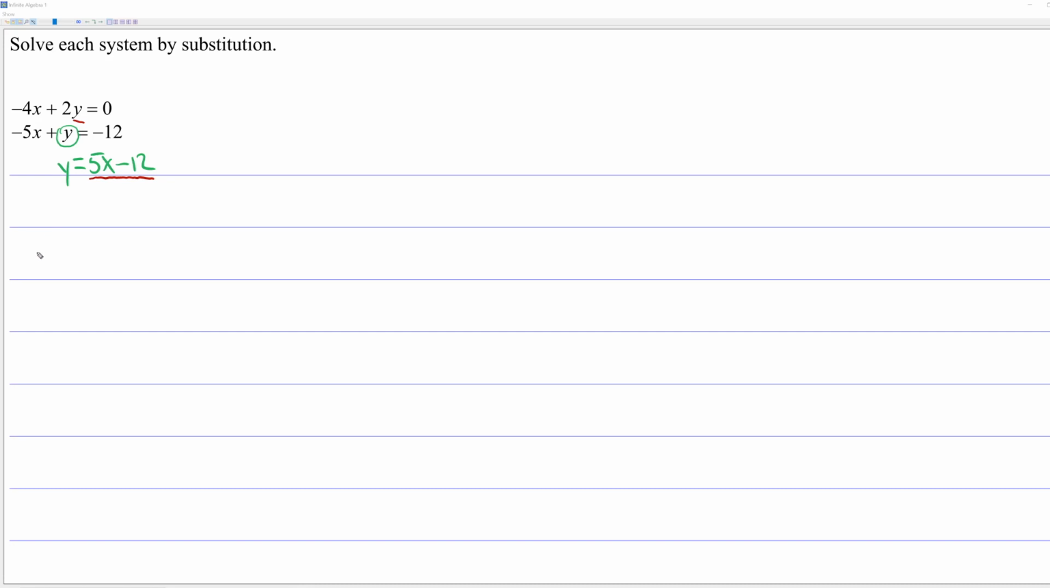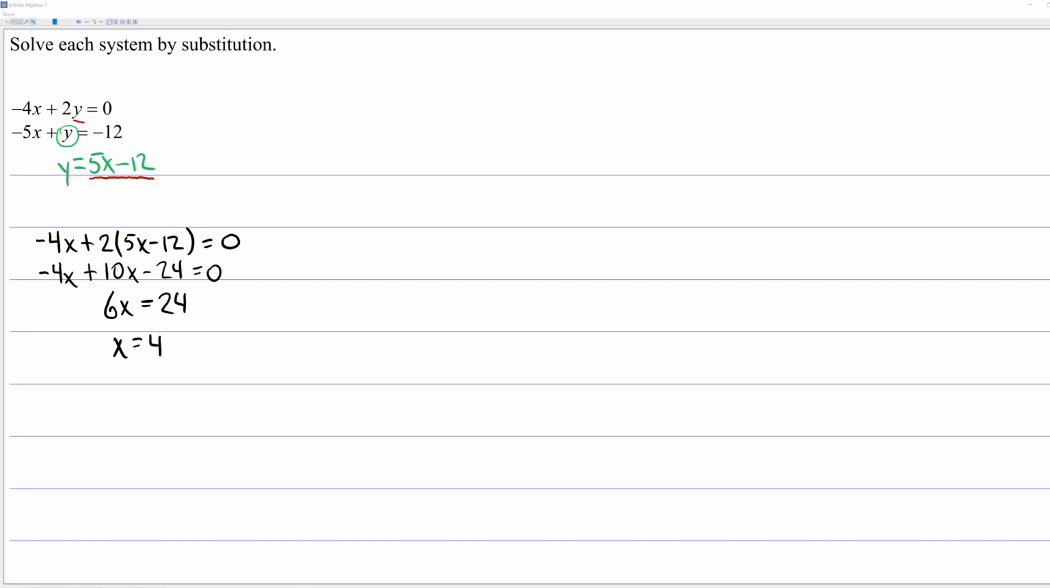So I'm going to write the top equation. We have negative 4x plus 2, well, 2 times y, but we know that y is 5x minus 12. Now solve this equation. We have negative 4x plus 10x minus 24 equals 0. Negative 4 plus 10, so we have 6x, and I'd go ahead and add 24 to both sides. So we have 6x is 24, meaning that x equals 4.